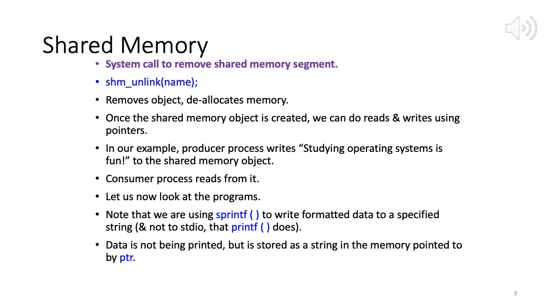The shm_unlink, so remove a shared memory object. This function shall remove the name of the shared memory object named by the string pointed to by name. So name will be a pointer to the shared memory object, right? And what this unlink will do is remove the object and deallocate the memory.